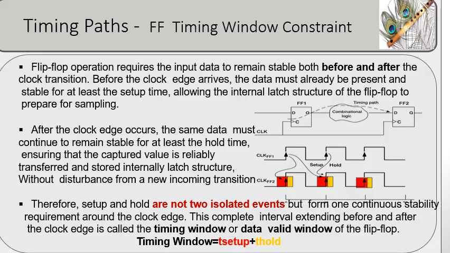Therefore, for successful operation of a flip-flop, setup and hold are not two isolated events but form one continuous stability requirement around the clock edge. This complete interval extending before and after the clock edge is called the timing window or data valid window of the flip-flop.